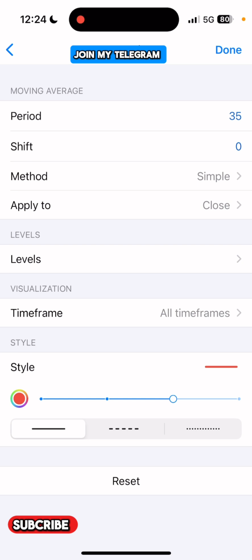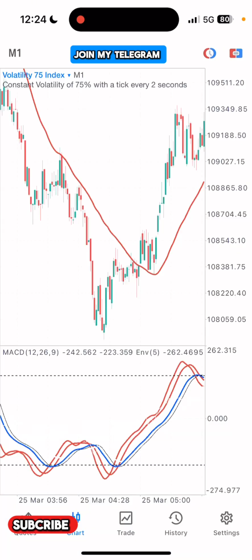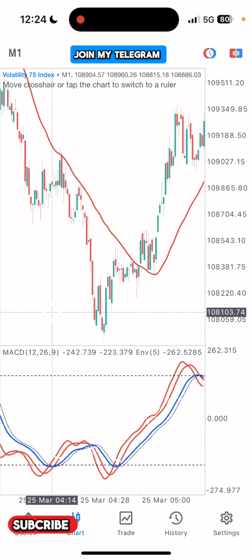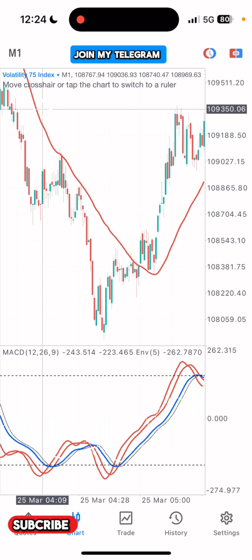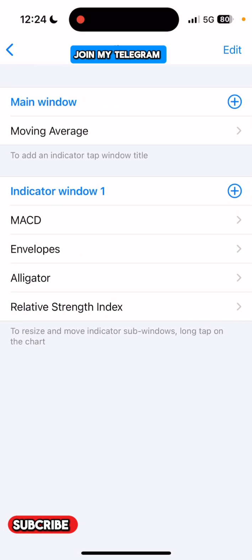You put the moving average period 35, shift is going to be 0, method simple, then you apply to close. All right, you don't add any levels. Then for the style, you put that on 3 pixels with the red color with this first red line, then you click on done. All right, so this is the moving average on the main chart right here.